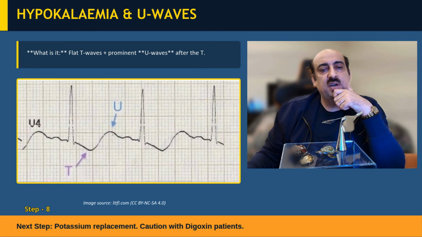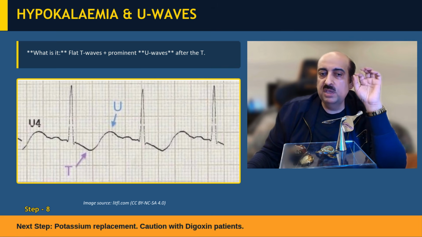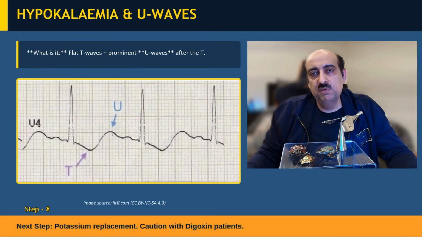One of the key priorities would be potassium replacement and checking the magnesium, because hypomagnesemia can lead to hypokalemia, and both of them can coexist, and both can also lead to prolonged QT interval, QTc. But you need to be careful with digoxin patients. Sometimes patients on digoxin can also have similar changes, such as the reverse tick sign. So just be careful with those patients as well.